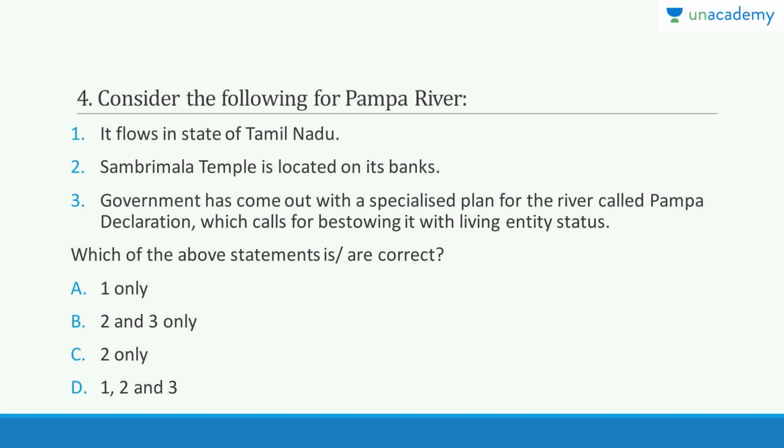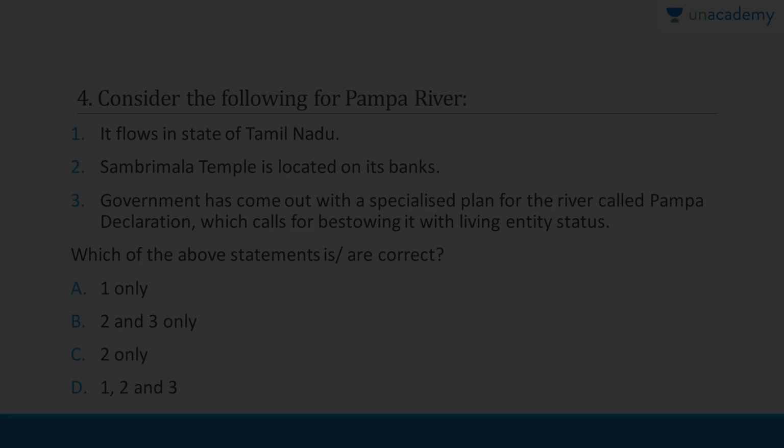Question number 4. Consider the following for Pampa River. It flows in the state of Tamil Nadu. This is wrong. It is in Kerala. Sabarimala Temple is located on its bank. This is correct. Government has come out with a specialized plan for the river called Pampa Declaration, which calls for bestowing it with living entity status. So this is also correct. So the answer here is B, 2 and 3.